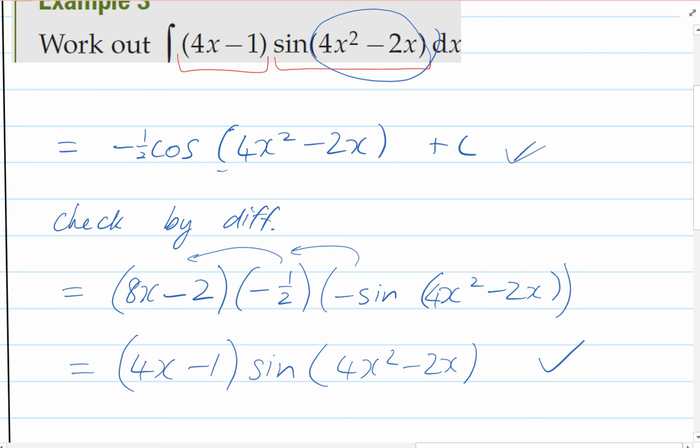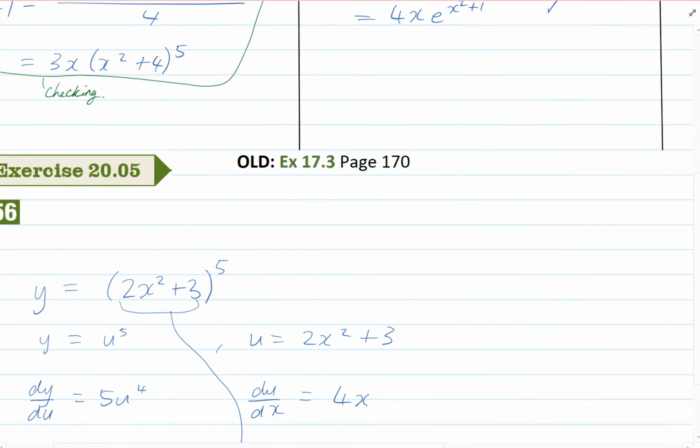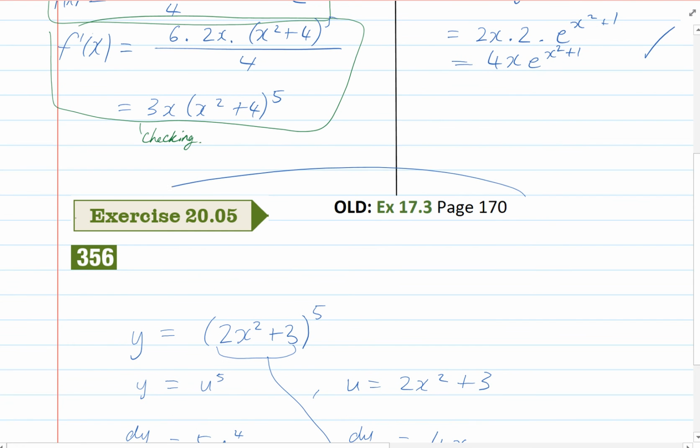Now that checking process is not entirely needed. It's really for you to be sure. So in class you'll probably just check the answers, but in an exam you'd probably want to check by differentiating. Okay, so there's the work for you to do. Have fun with that.